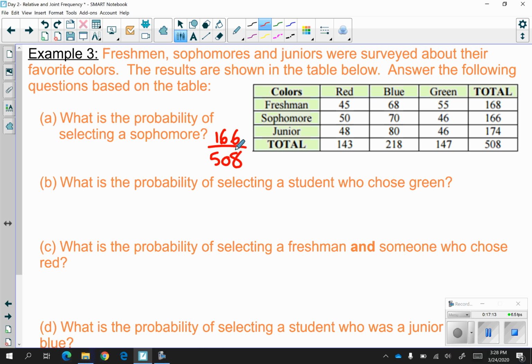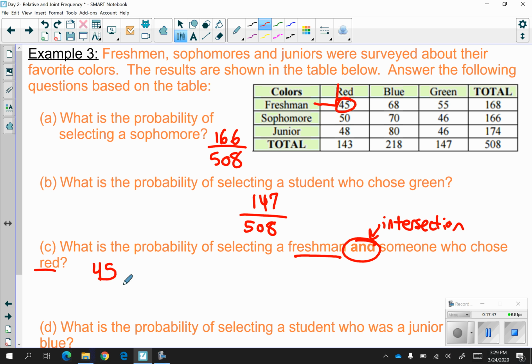Now, this is the probability of selecting a student who chose green. There are 147 students that chose green. So 147 divided by 508. Remember that the probability of freshmen and someone who chose red, we're talking about the intersection of both the column and the row. So freshmen and red, they intersect right there at 45 over 508.